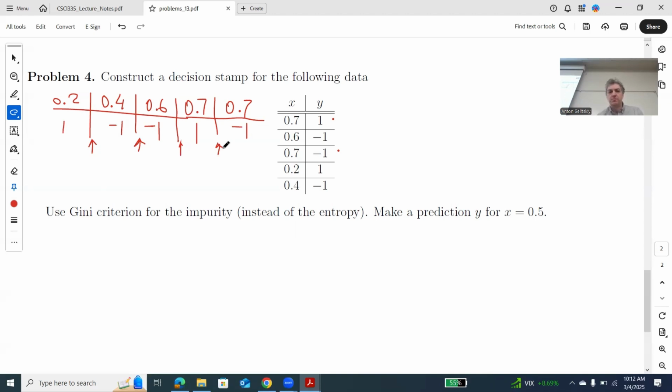So let's try the first threshold. So what am I asking? Decision stump. So yeah, just one threshold. I will write here, for example, my first decision stump will have the threshold X greater than 0.2.